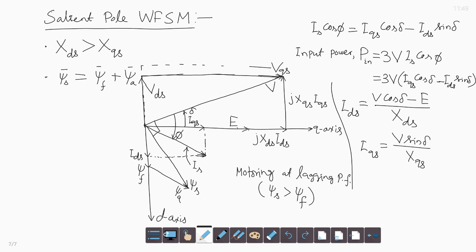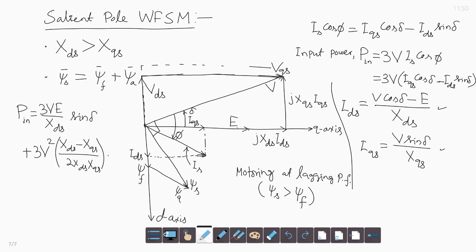If you substitute the expressions of Ids and Iqs in the input power expression, we can derive the input power P in as 3 V E by xds sin delta plus 3 V square (xds minus xqs) divided by 2 xds xqs sin 2 delta.